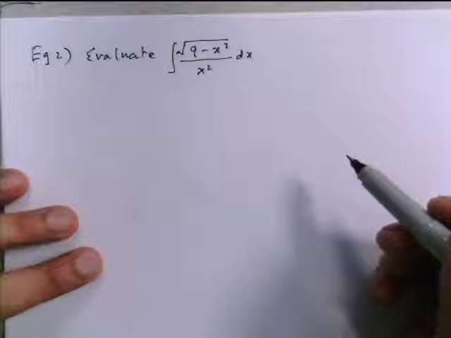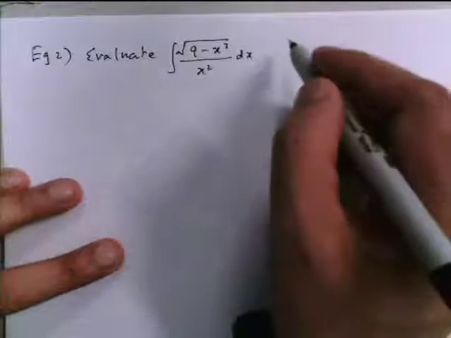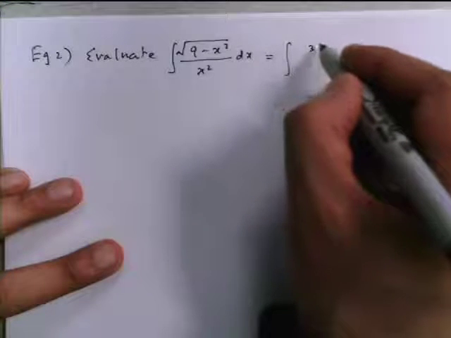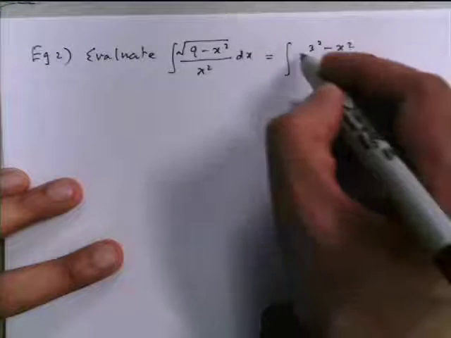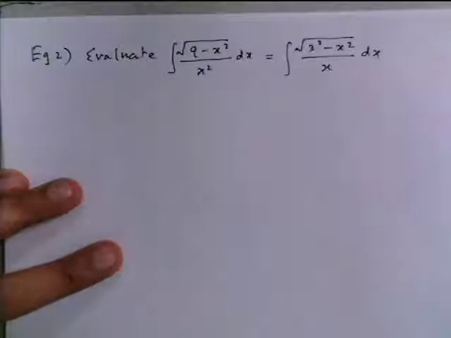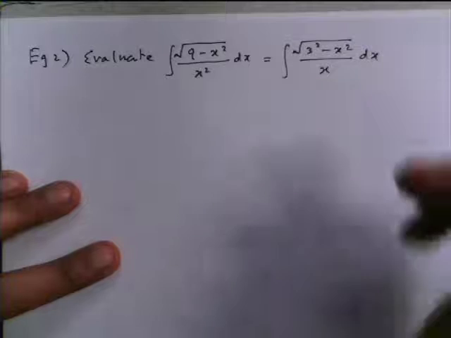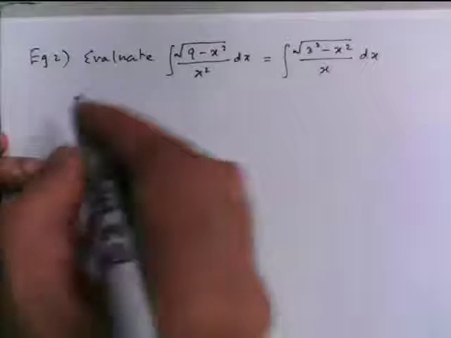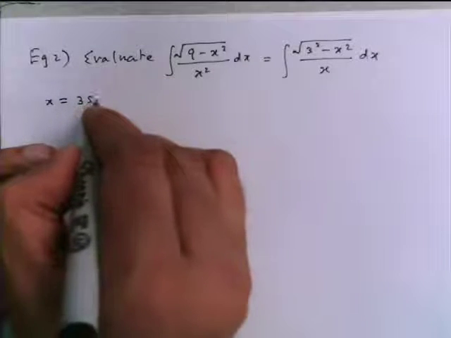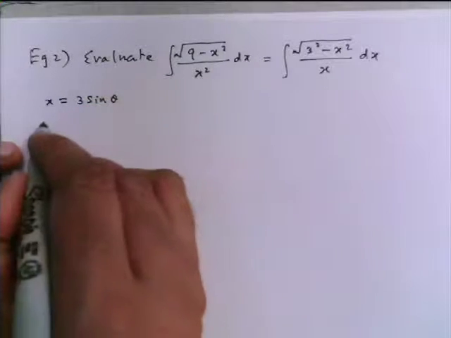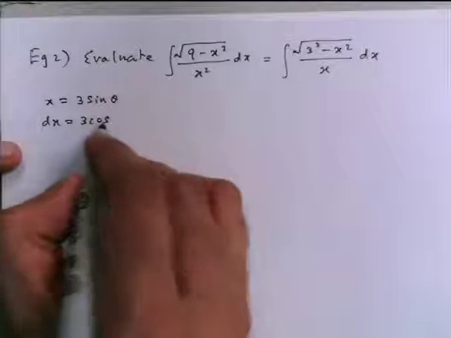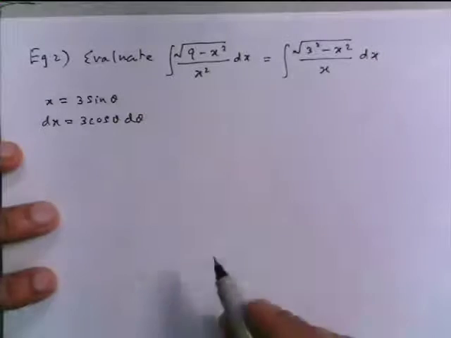So what is the substitution? 9 you have to write first as 3 squared minus x squared over x. It's 3 squared. 9 you have to write 3 squared. So what substitution? x equal 3 sin theta. And then dx equal 3 cosine theta d theta.